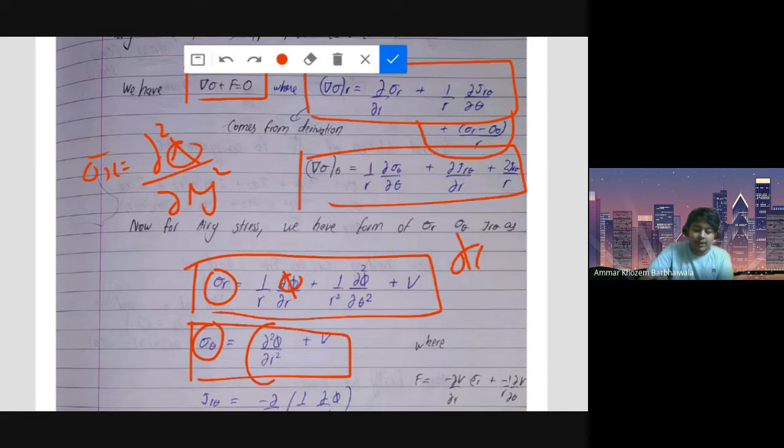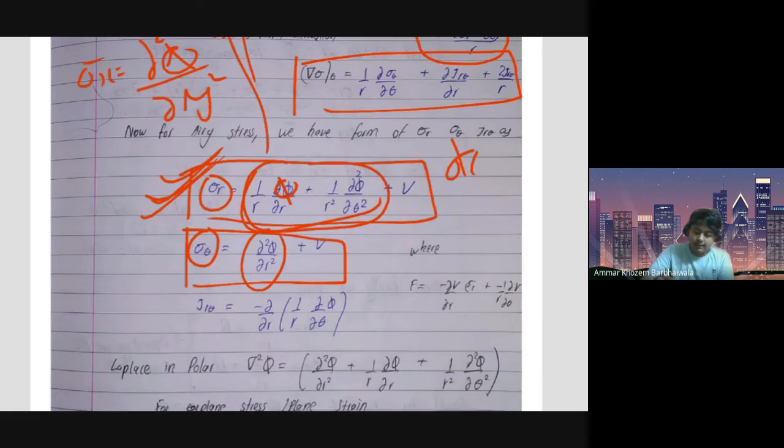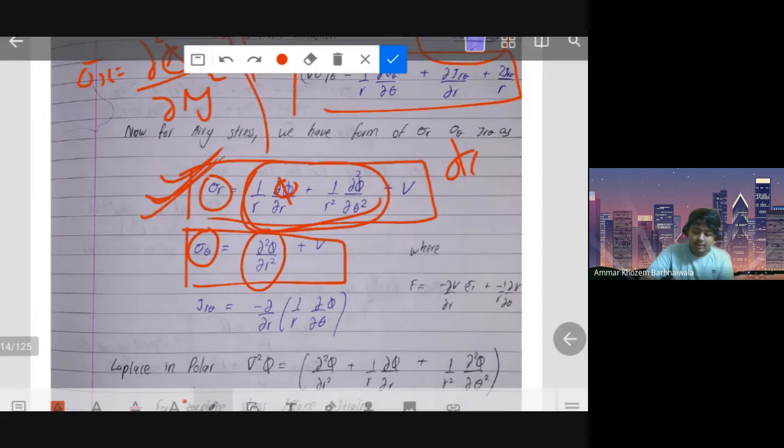In the r coordinate it's simple, but to get the theta component you have to divide by r square because of the curvilinear coordinates. When we plug these sigma r values into this equation, it automatically gives us 0, so it automatically satisfies the equilibrium equation. We also have the tau r theta component, which is also very simple.